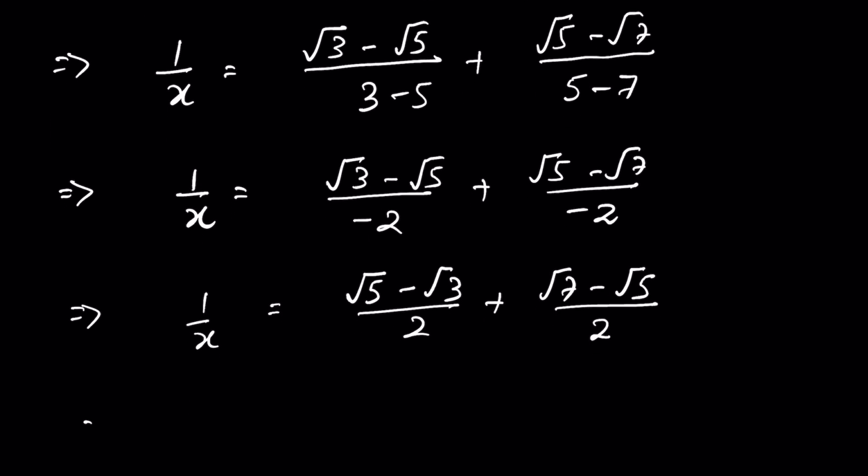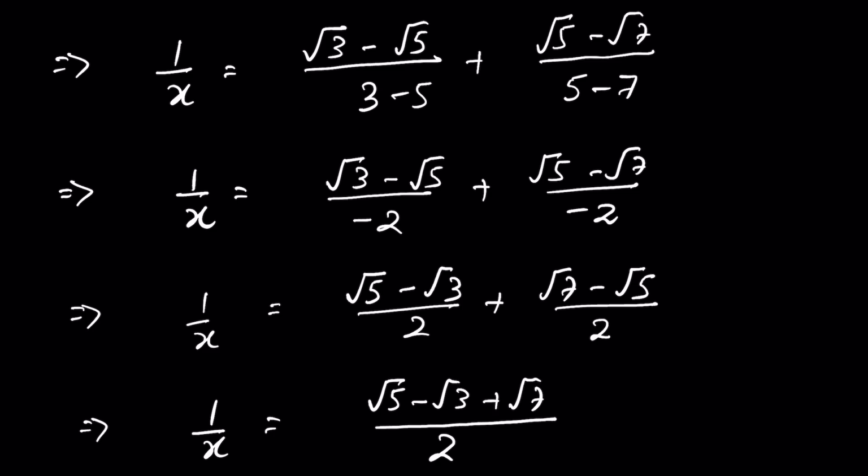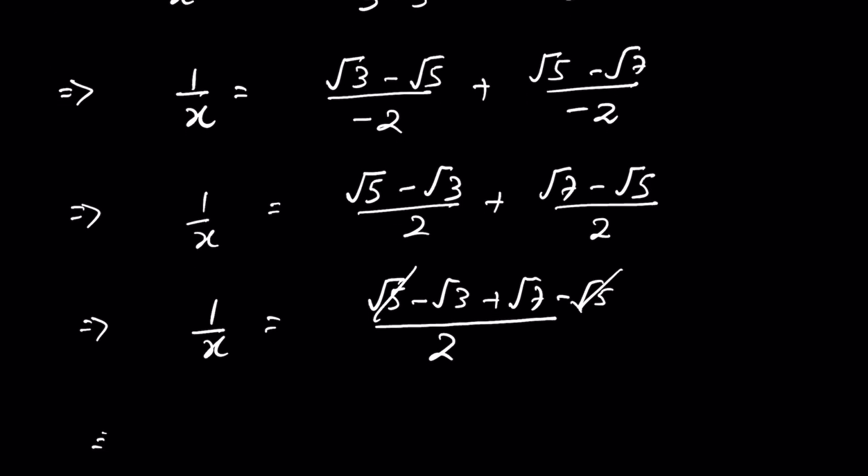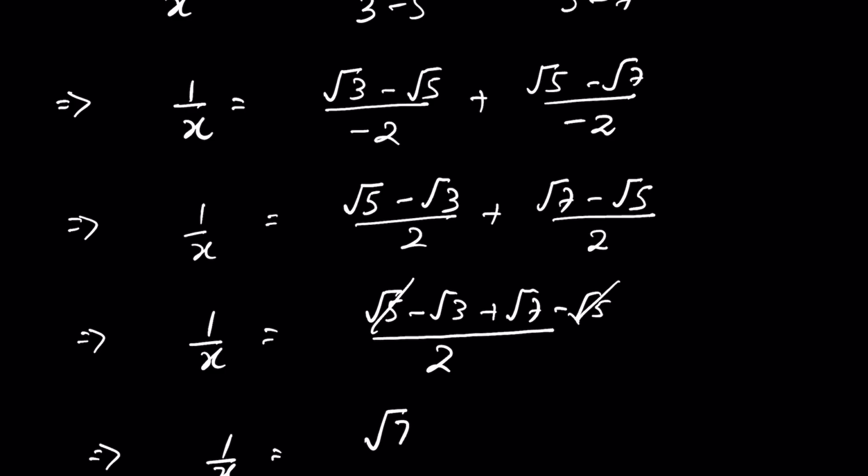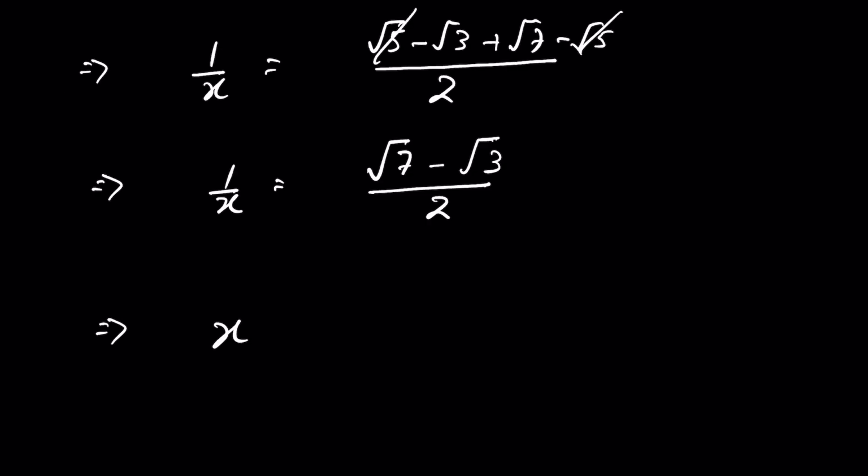Now, 2 is the common denominator. So, 1 upon x is equal to square root of 5 minus square root of 3 plus square root of 7 minus square root of 5, upon 2. So, plus square root of 5 and minus square root of 5 gets cancelled, or 1 upon x is equal to square root of 7 minus square root of 3 upon 2, or x is equal then to 2 upon square root of 7 minus square root of 3.